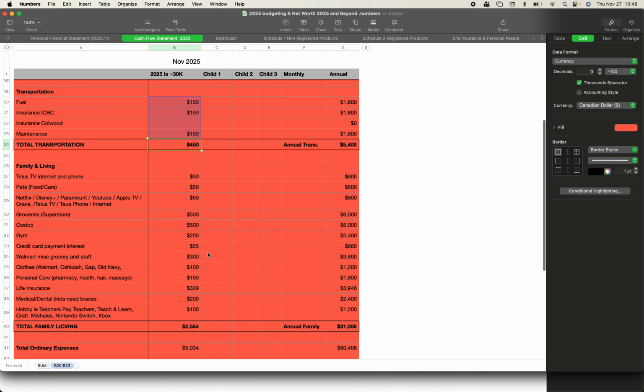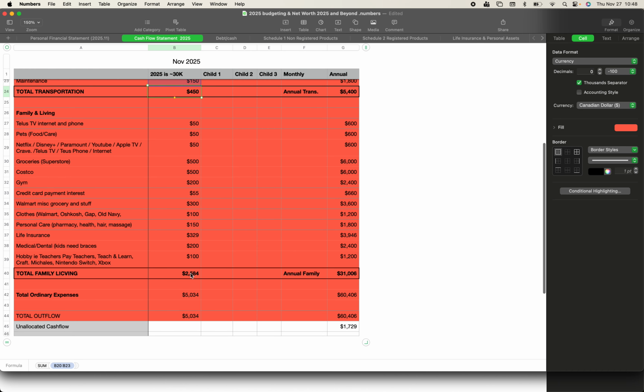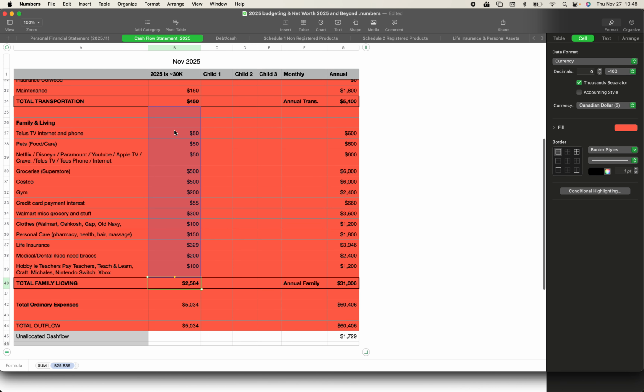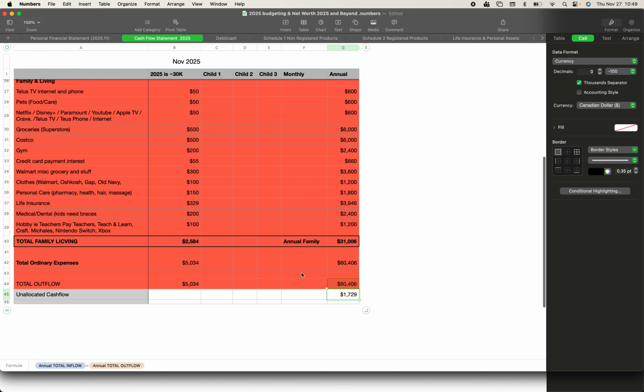There's housing, there's transportation, and family living, right? So there's pets and TV or phone, cell phone. Basically everything you spend money on should go in there. So this person is basically living paycheck to paycheck right now, with a small annual surplus. So at least it's not a deficit.